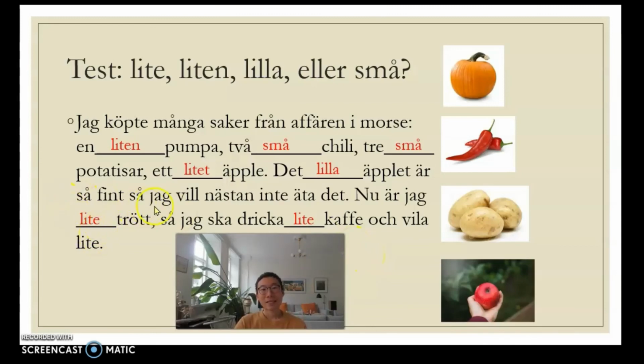So, lite trött, a little bit tired, for quantity. For uncountable things, you use lite. For size, liten. Små, plural form. Litet for an ett word. Lilla, singular definite form.